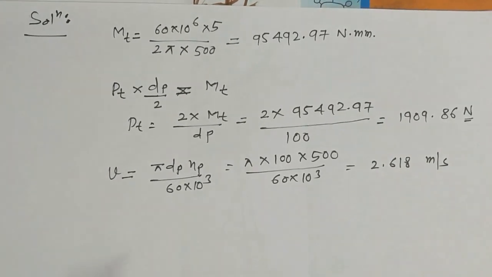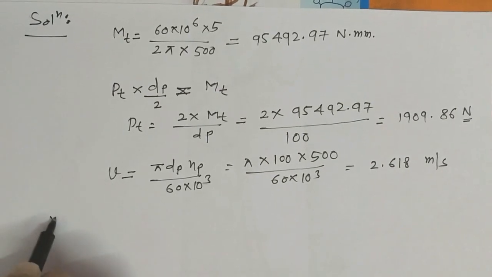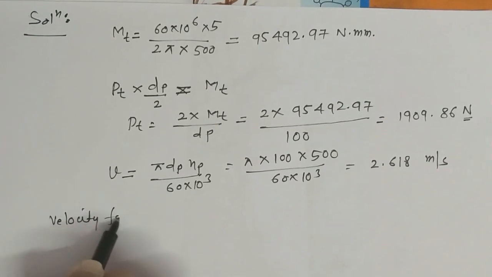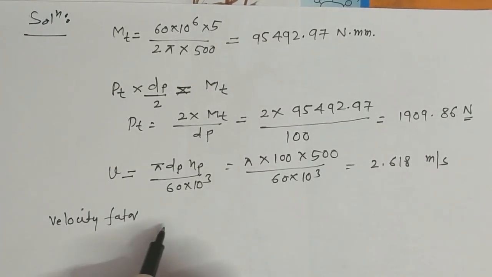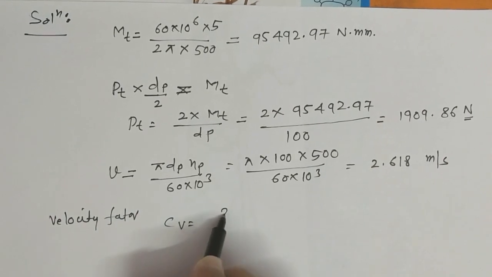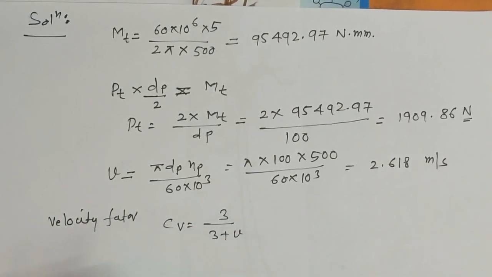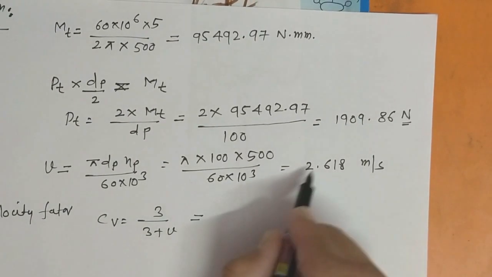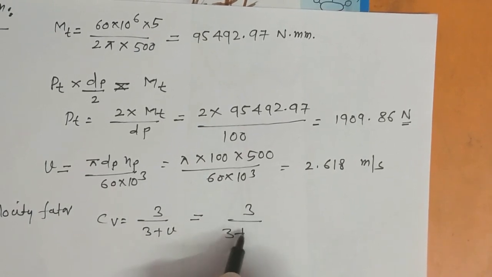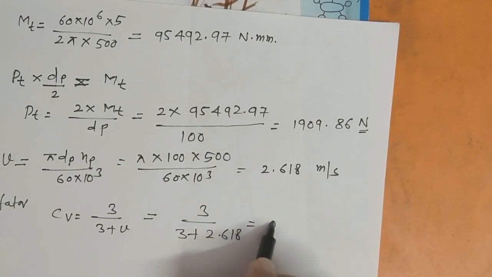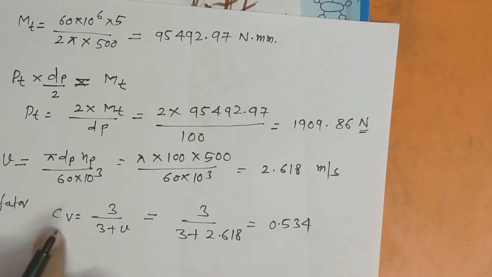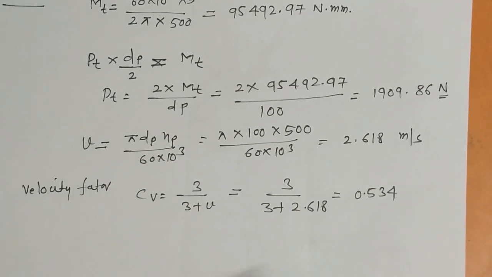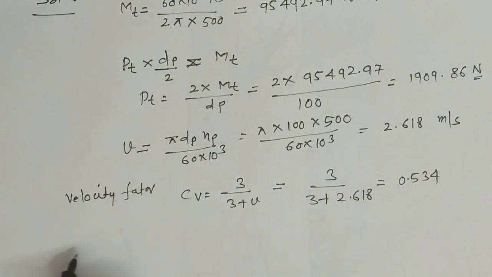Based on this pitch line velocity, we can pick the formula for the velocity factor. The velocity factor for this velocity can be taken as Cv equals 3 over 3 plus V. This is the empirical relationship we can pick from the book. Now we insert the values: 3 over 3 plus 2.618, so this becomes 0.534. Now the velocity factor is 0.534.